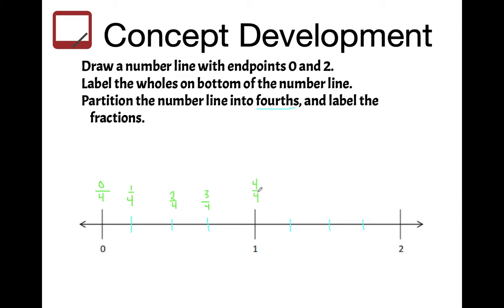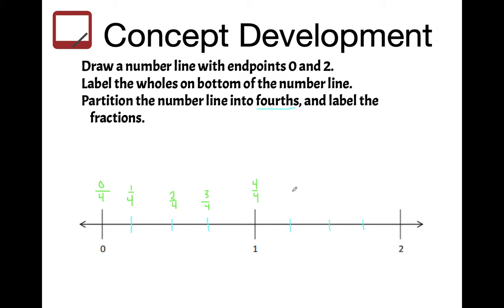So 1 whole, 4 fourths. Remember, we talked about how our numerator and our denominator need to be the same number to equal 1 whole. Now that will change as you go into more wholes. So 2 wholes will look a little different, and you're going to see what I mean in just a second. So 4 fourths. Now we keep going.